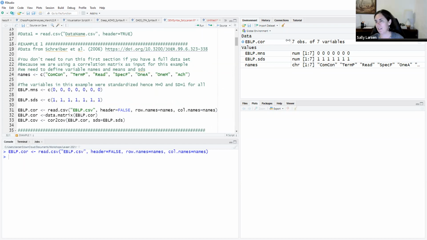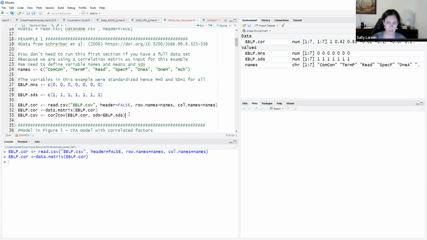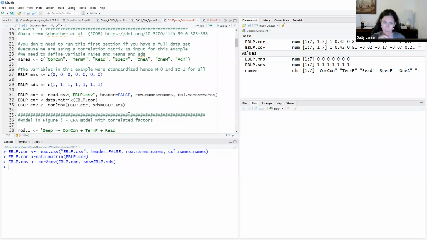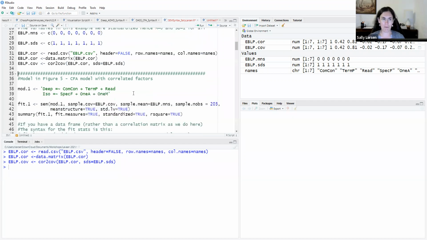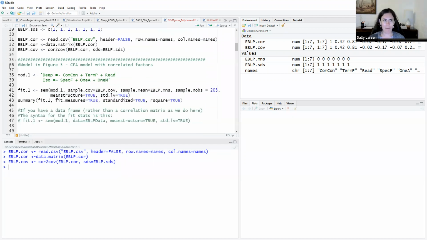It brings up this correlation matrix up here, 7 observations of 7 variables. Then I'm just going to run this bit, and that just transforms it into a covariance matrix using the information that you've given it. If you have your own data, you don't need to worry about that section at all. So don't feel overwhelmed by that bit. That's just my hobby, trying to run those sorts of things.